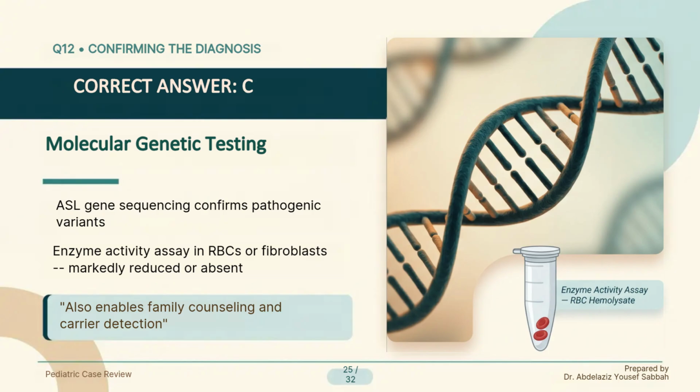The correct answer is option D, ASL gene sequencing with deletion and duplication analysis. Molecular genetic testing is the definitive confirmatory test. Sequencing of the ASL gene identifies the pathogenic variants responsible for the condition, and deletion or duplication analysis detects larger structural changes that sequencing alone may miss. An enzyme activity assay performed in red blood cells or in fibroblasts can also support the diagnosis, showing markedly reduced or absent activity. Beyond confirming the diagnosis in the patient, molecular testing also enables accurate family counseling and carrier detection for relatives.